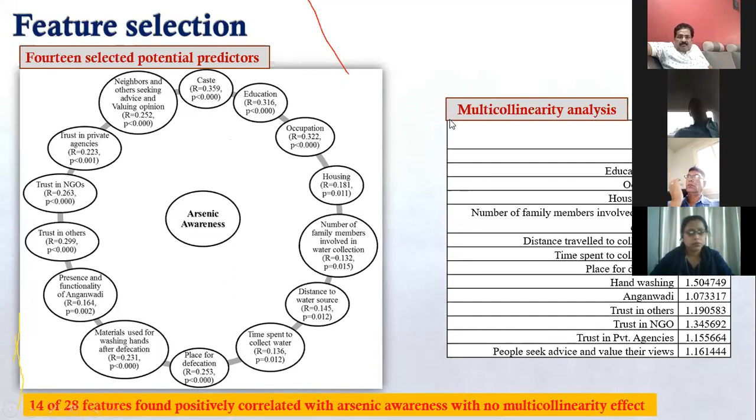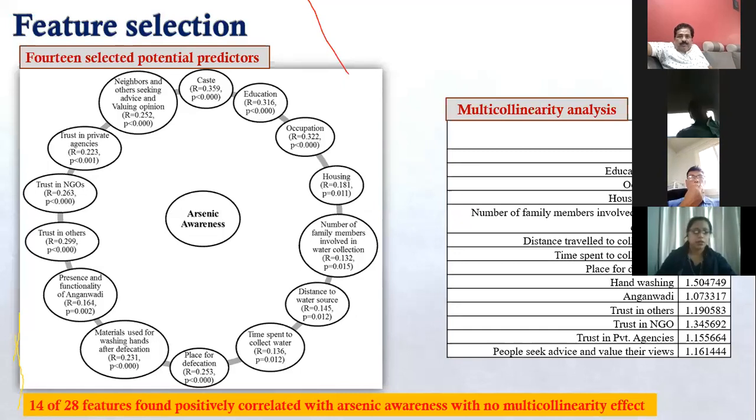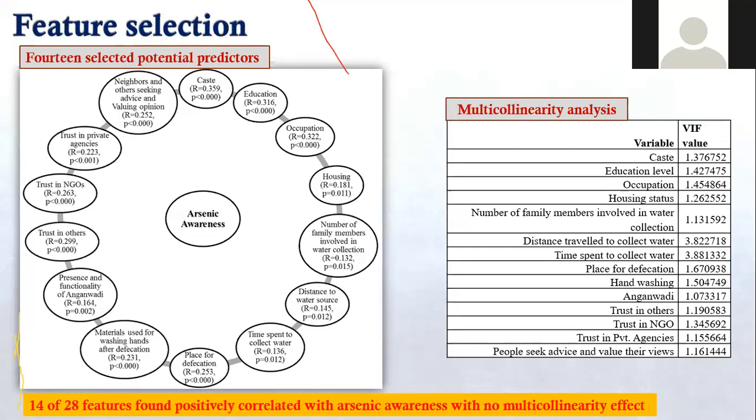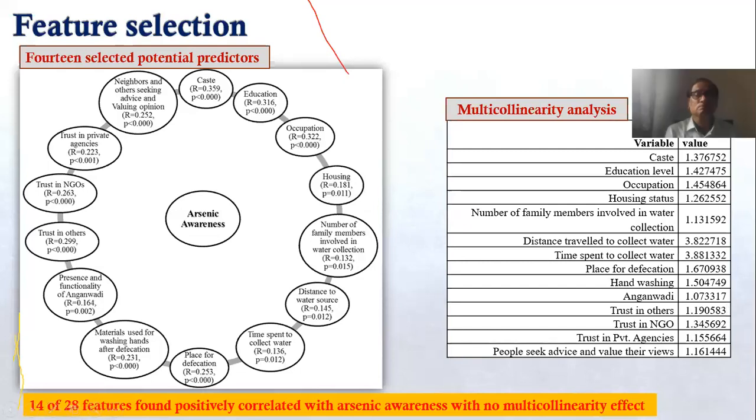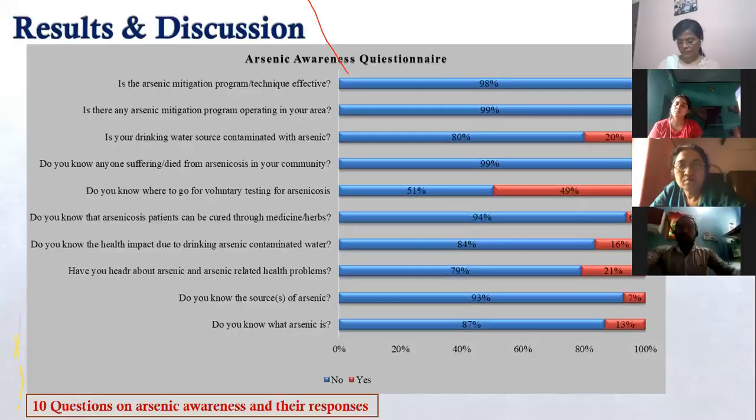And usually when you collect socioeconomic data, environmental data, behavioral data, it is more likely that you will have a multicollinearity effect. But I also performed a VIF analysis, variance inflation factor analysis, where I found there was no multicollinearity effect because you'll see all the values are below 7 or 5. And 5 is very strict. Usually people go with 7. So out of 28 features, I found 14 features, potential candidates for model development.